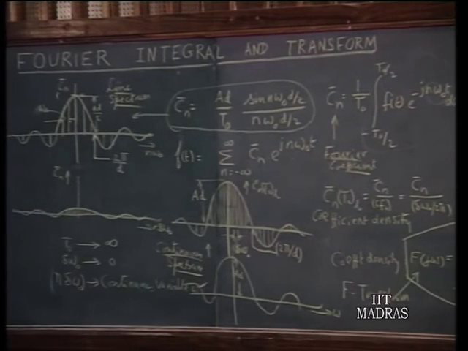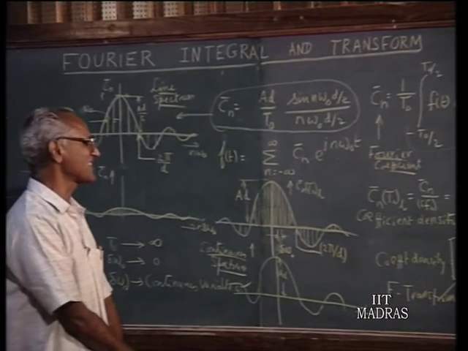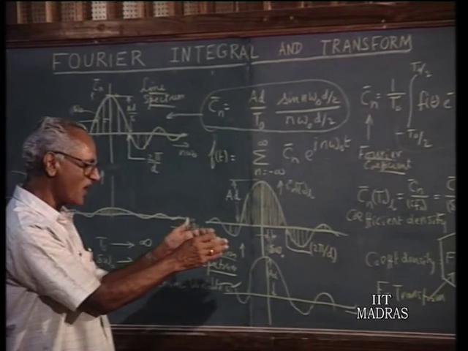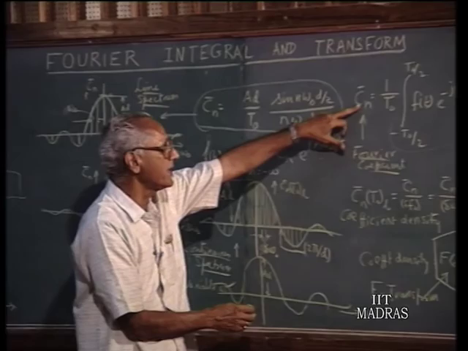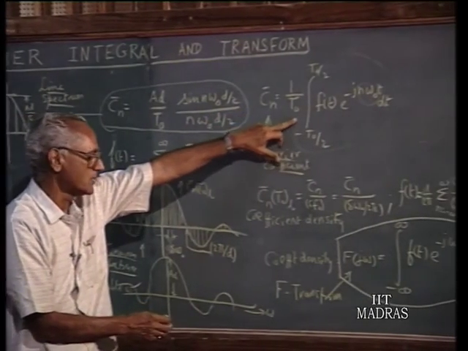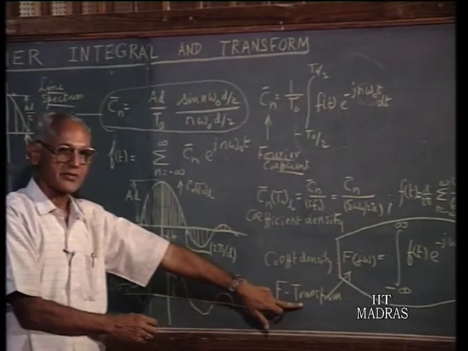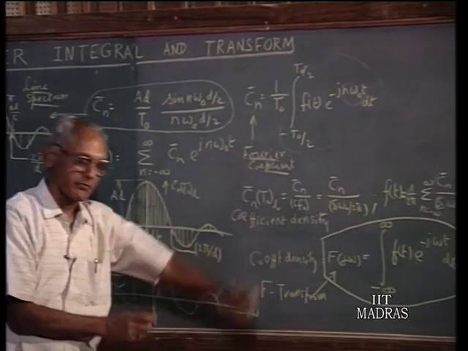Now, what is the corresponding result for the Fourier series? That means, the Fourier transform is the equivalent of what we had for C n. The formula for getting the Fourier coefficient, we had some formula. The corresponding formula here is the Fourier transform. Instead of C n, we deal with F of j omega.